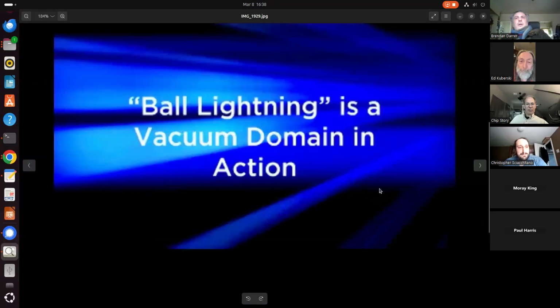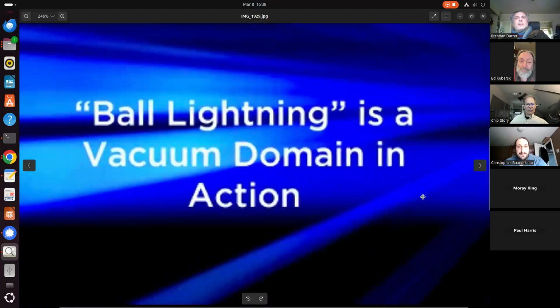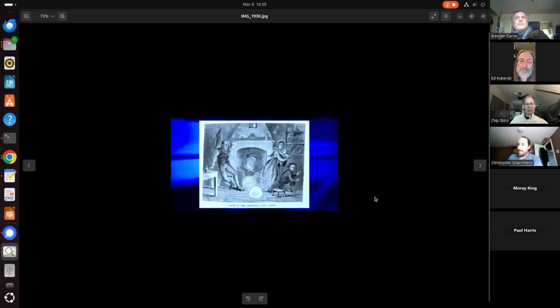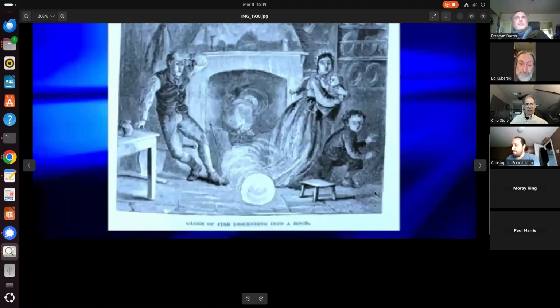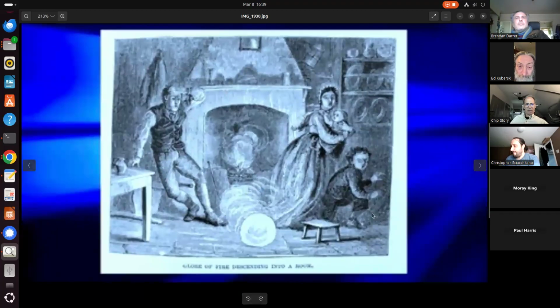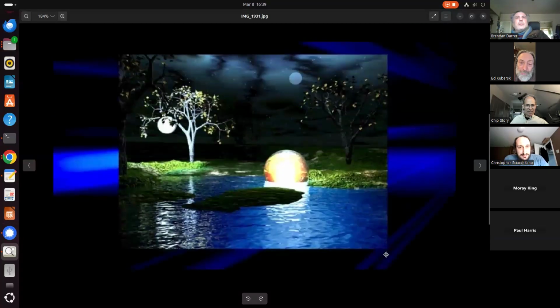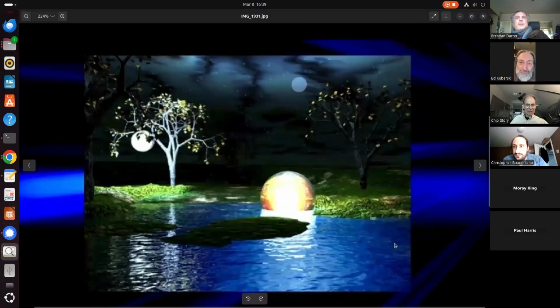Okay. Ball lightning is a vacuum domain in action. Going to the next slide, you see a picture. Ball lightning in somebody's front room. Everybody's scattering. And it is very coherent, non-dissipative. Celestial light, very big, bright, big charge cluster, basically. Yeah.